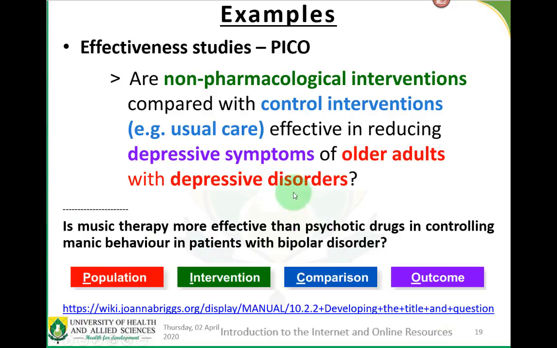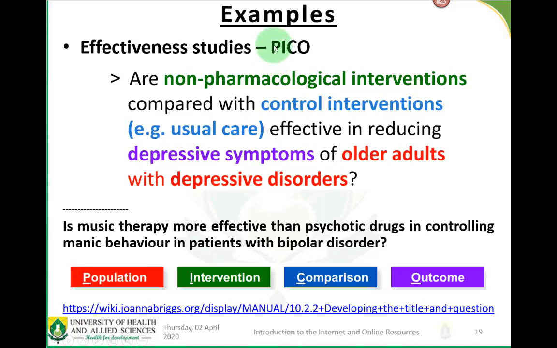For example, in effectiveness studies using PICO, P-I-C-O, the Joanna Briggs Institute document gives this sample question: are non-pharmacological interventions compared with control interventions, that is usual care, effective in reducing depressive symptoms of older adults with depressive disorders? Now you can see by the color codes which of them is P. For example, older adults with depressive disorders is a population.